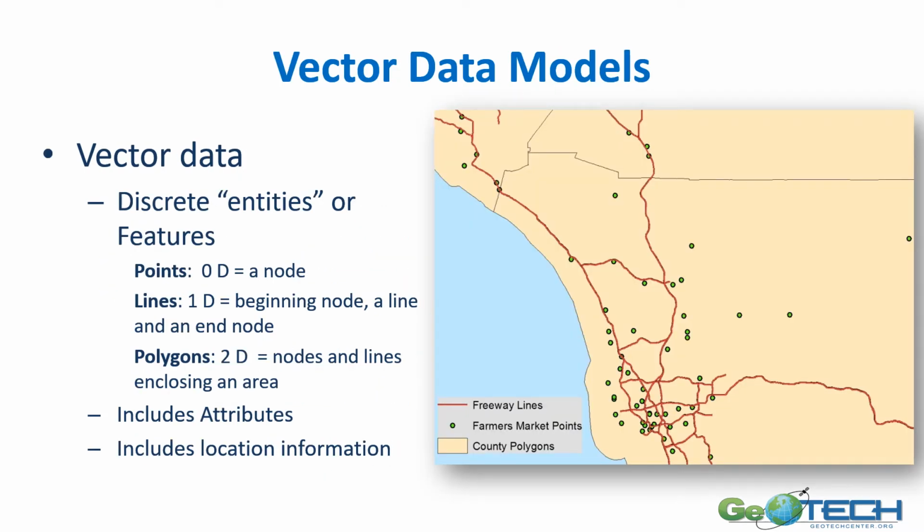This is just an example of a data model, and each of these are discrete features, points, lines, and polygons. So a point is just a node. A line is one-dimensional with a beginning node and a line and an end node. Polygons are two-dimensional with nodes and lines enclosing an area. So here we have points are our farmers' market points, lines are the freeways, and then the county polygons. Each of these different features includes a table with attributes about that feature, and that table also includes locational information, so it allows us to display it in a map.